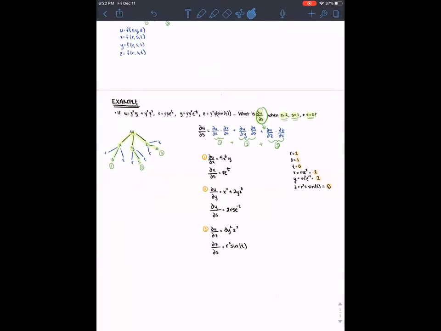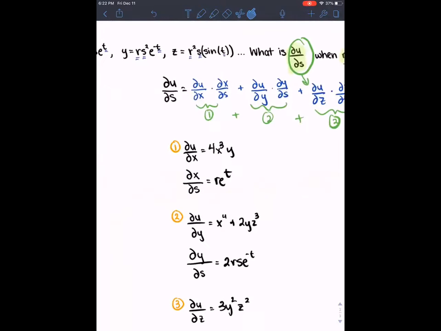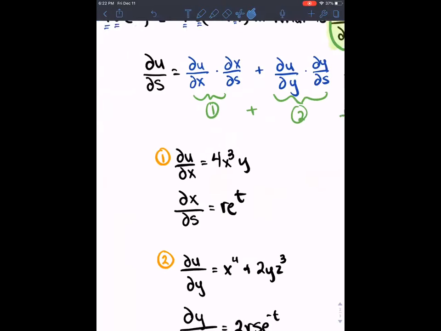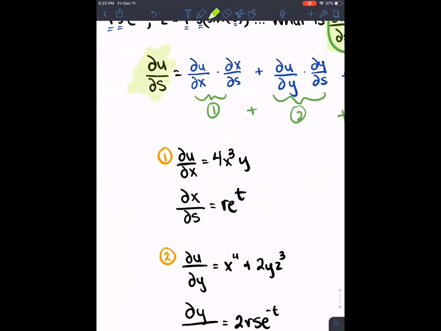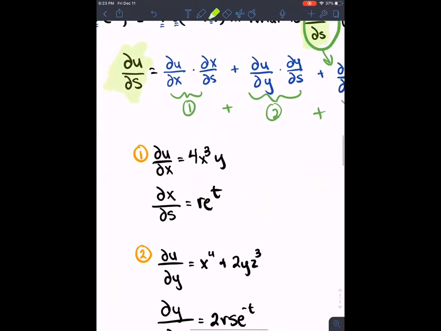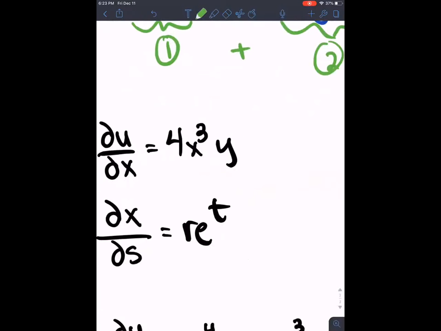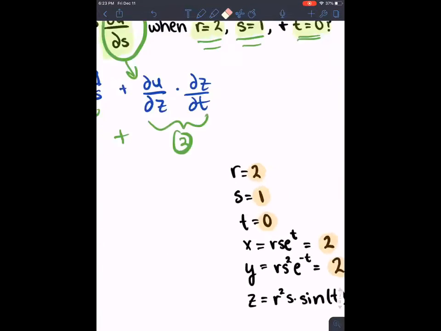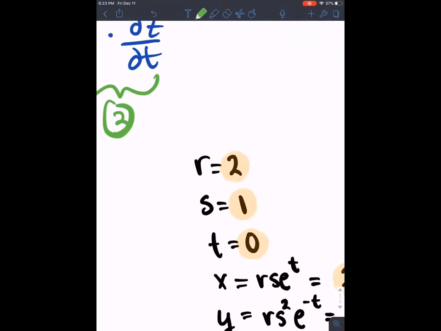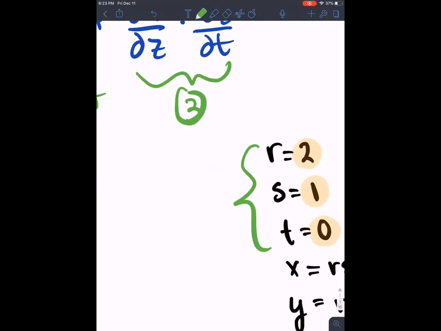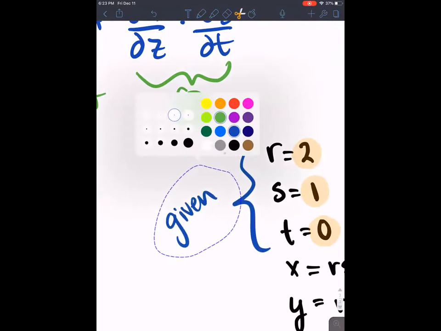So the next step I want to do is, now that we have all of our partials, we've got every piece of the puzzle up here that we need to solve partial of u with respect to s. What we want to do is now plug in all of the numbers that get us x, y, r, t, etc. Now, we were given r, s, and t, right? We were given r is equal to 2, s is equal to 1, and t is equal to 0. These were all given.